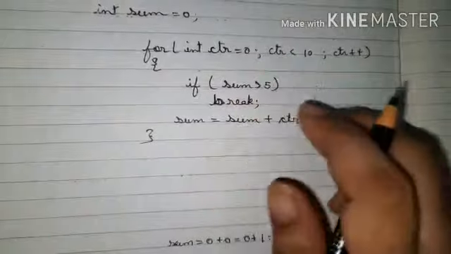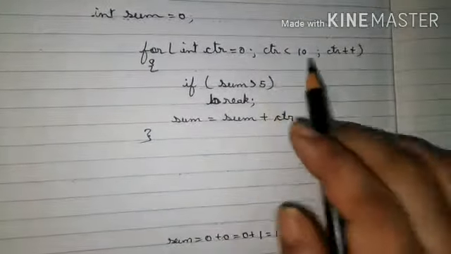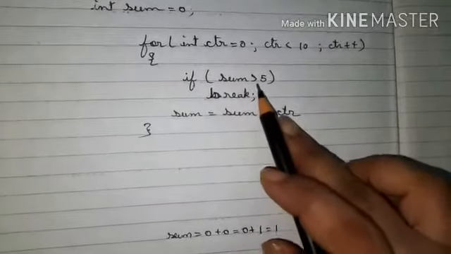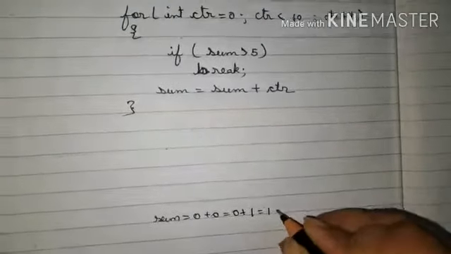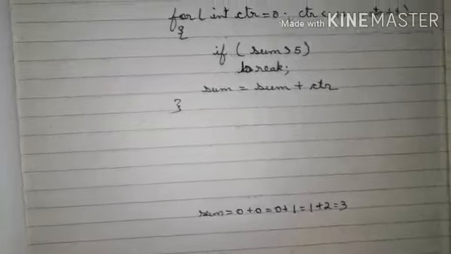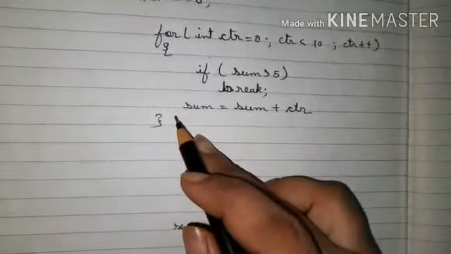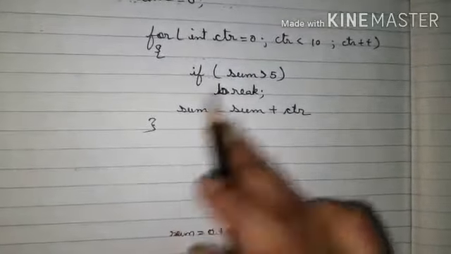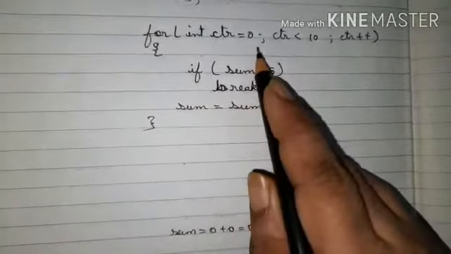So the condition is true, CTR is 2, 2 is less than 10, so it will come here. Sum is 1, 1 is not greater than 5, will not come here, will come to this part. So my sum was 1, so 1 plus 2, now it became 3. So again it will come here. CTR is now 3. At first it was 2, now it is 3, so it will come to this part.